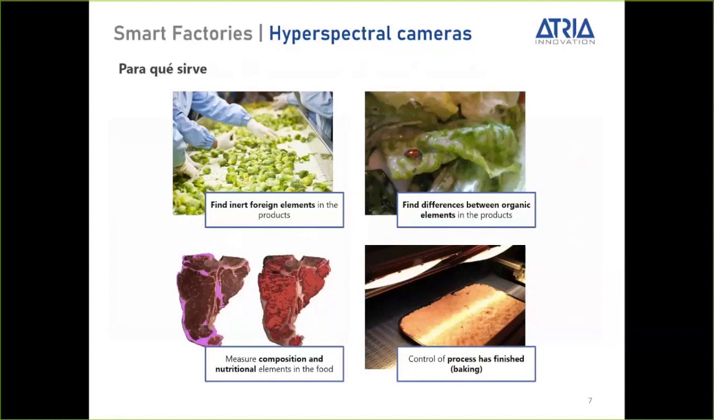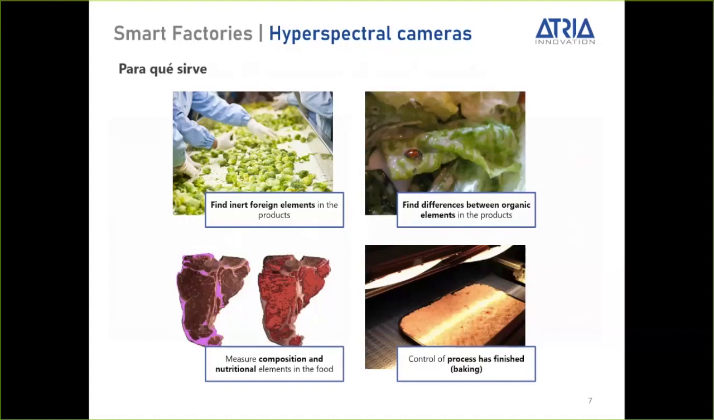This is more or less simple, okay? And if we go to the application on the right, this is a bit more difficult, in that we are also able to detect differences between organic materials. So we can detect a bug or a worm in that salad. It's a bit more difficult because you need better calibration, because the wavelengths are near each other, compared to, for example, detecting an inorganic from an organic.